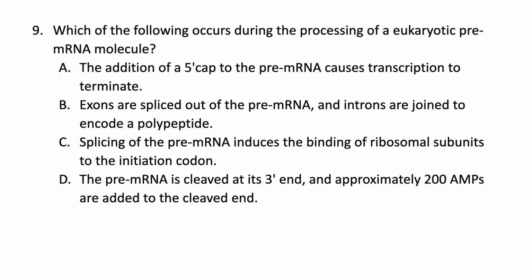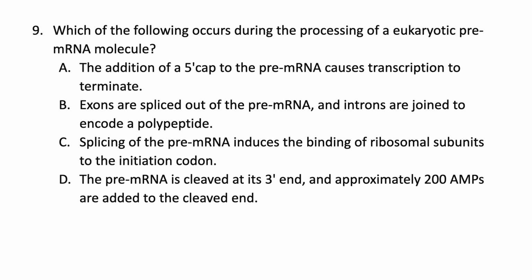Which of the following occurs during the processing of eukaryotic pre-messenger RNA molecule? So the answer is D. So the addition of a 5' cap is something that happens during messenger RNA processing, but that has nothing to do with causing transcription to terminate.